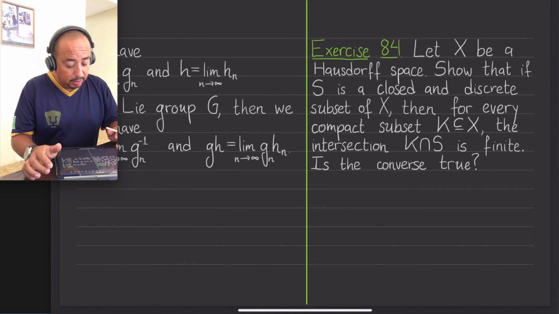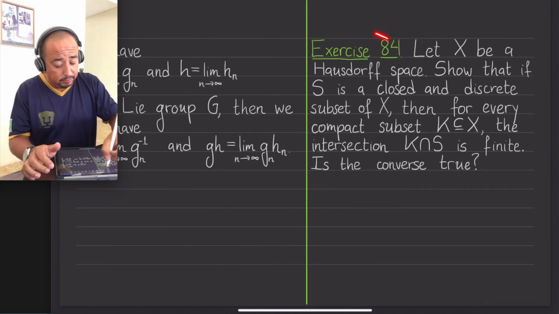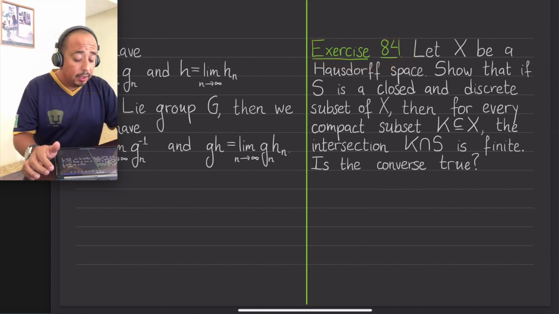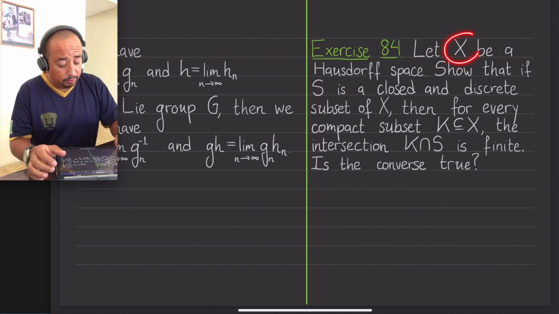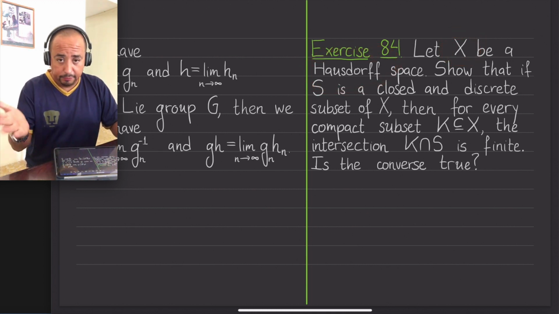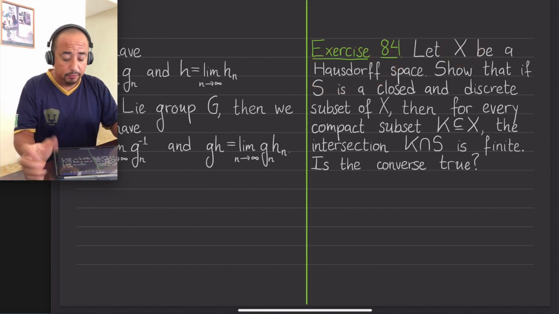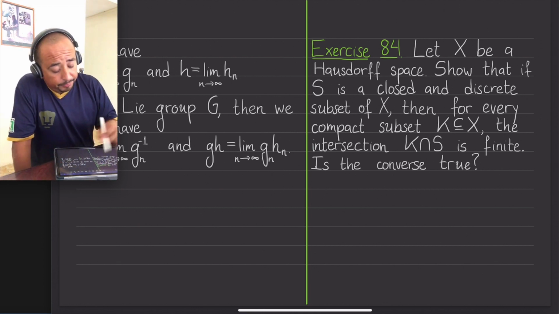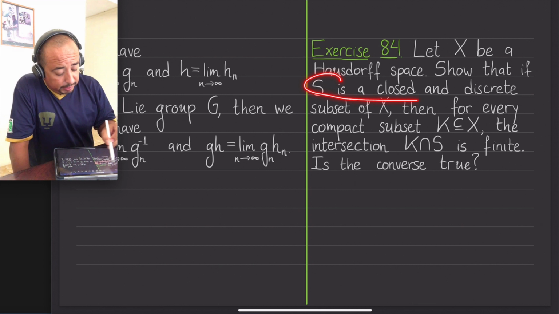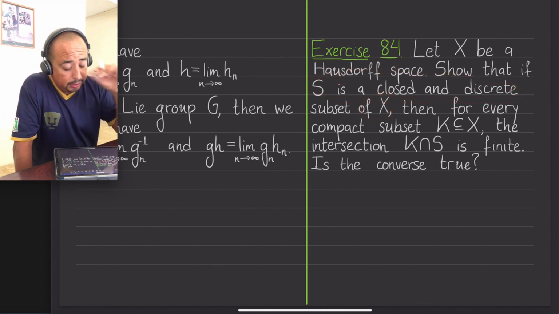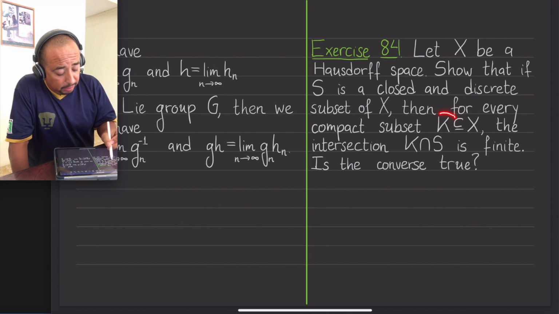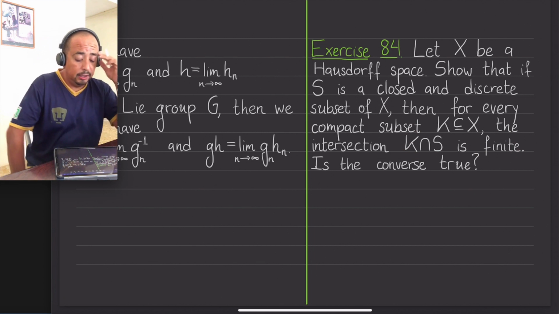And finally, an exercise on a property that we are going to use quite frequently. You are given your Hausdorff space. A Lie group is a Hausdorff space, or think about SL2R, which is of course a Hausdorff space. Say that we have a closed and discrete subset of X. Then show that for any compact set, the intersection is finite. It's an easy exercise.